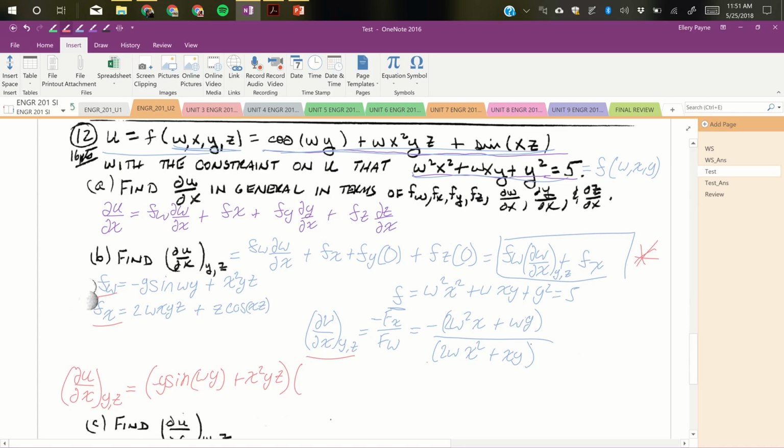Eraser stopped working. All right. And then we have, I'm not going to distribute the negative, I'm just going to leave it: 2w squared x plus wy over 2wx squared plus xy. Now plus f_x, just 2wxyz plus z cosine xz.